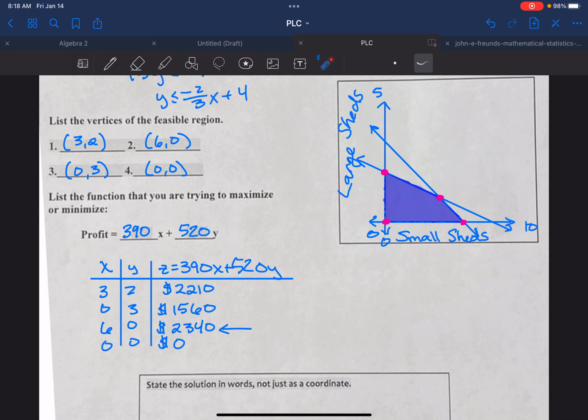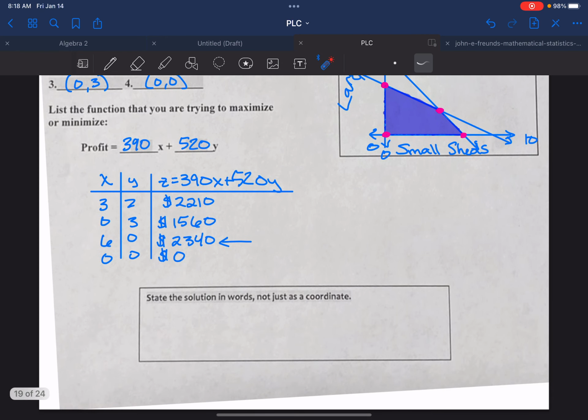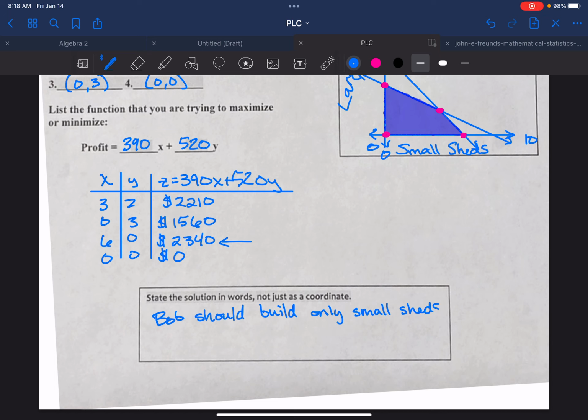So given the choice, if Bob was deciding that he cared more about profit than people, your answer down here would be: Bob should build only small sheds to maximize his profit.